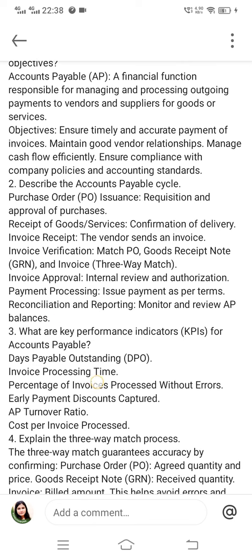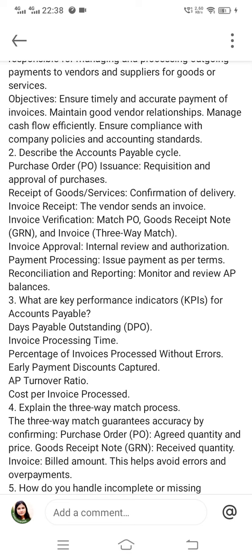And we have the second question: describe the accounts payable cycle. We have discussed it earlier, but we will read it again. First, the purchase order, PO issuance, which is the requisition and approval of purchases. Then the second is receipt of goods and services, where we receive the confirmation of delivery. Then invoice receipt: the vendor sends an invoice to us.